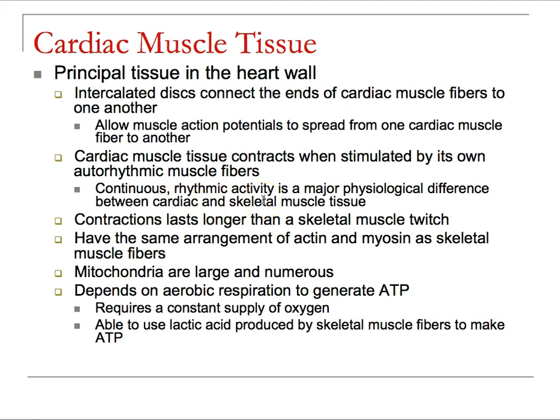Skeletal muscle fibers require individual neuromuscular junctions to regulate their activity. Once you actually have a depolarization on a cardiac muscle fiber, you're going to learn in your future that it can pass throughout the entire section of the heart. The contractions last longer because there's less calcium available, and the mitochondria are large and numerous. That heart's been beating since before you were born. It doesn't stop until you die.